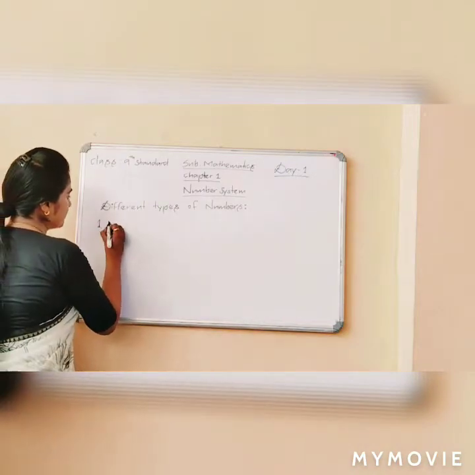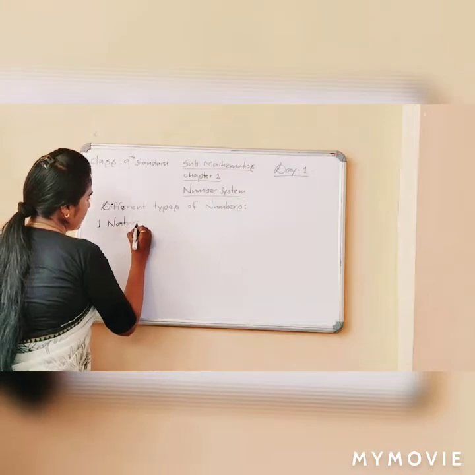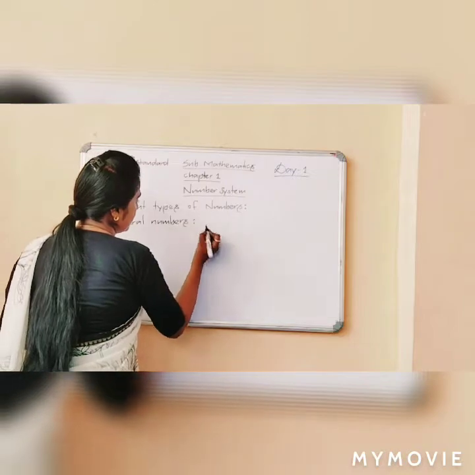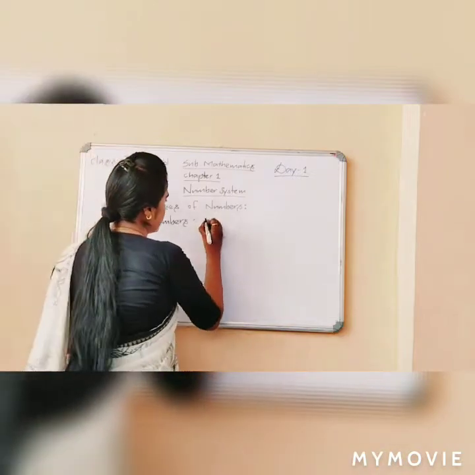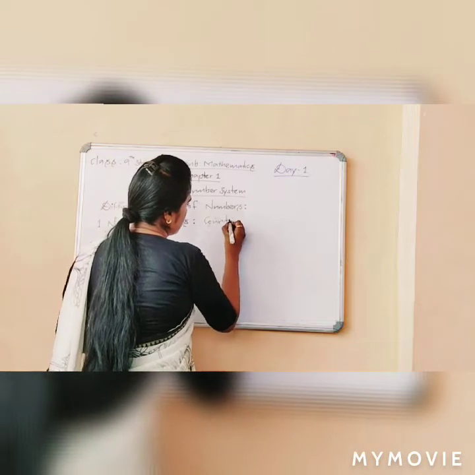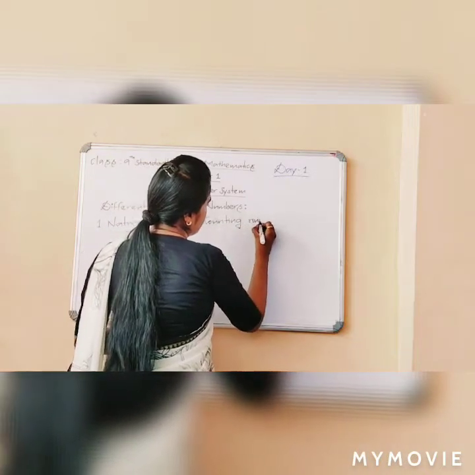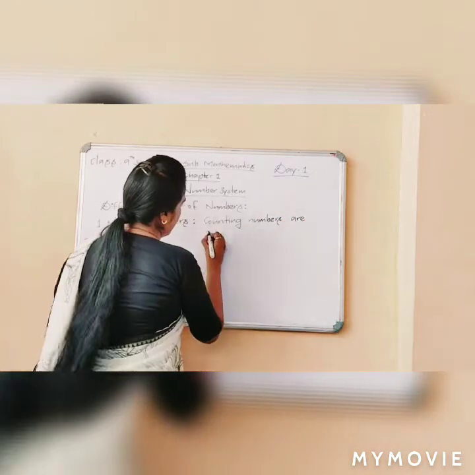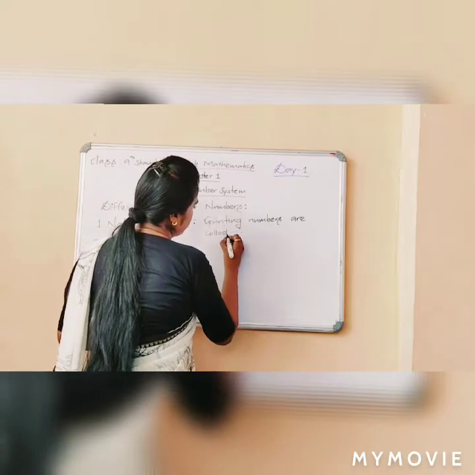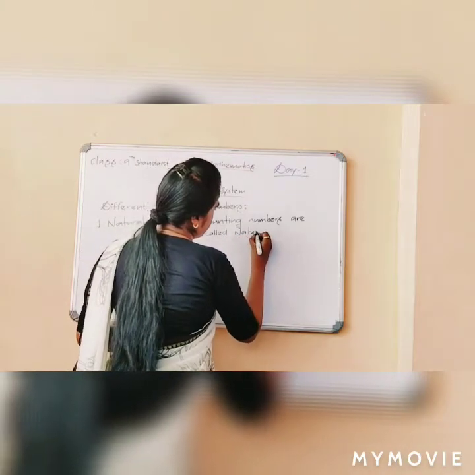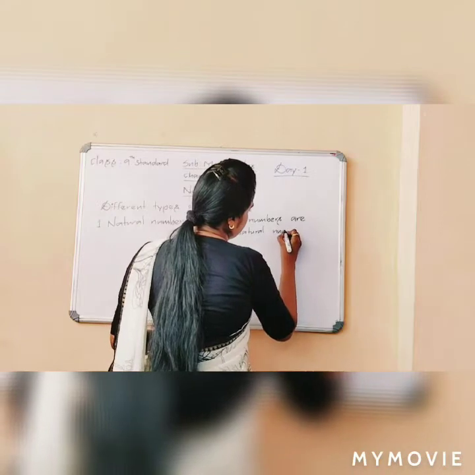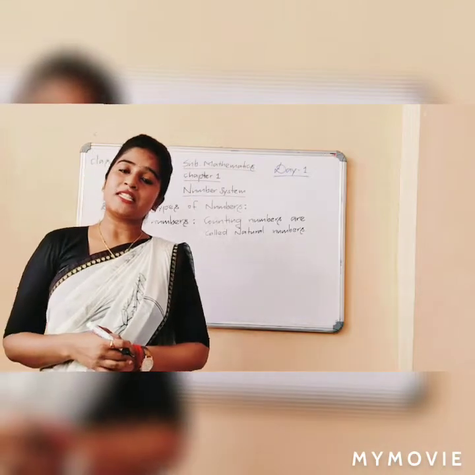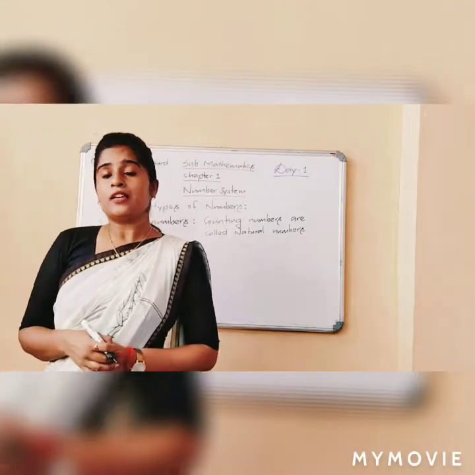The first one is natural numbers, that is all counting numbers. Counting numbers are called natural numbers. So I can say all the counting numbers which start with 1 are said to be natural numbers.